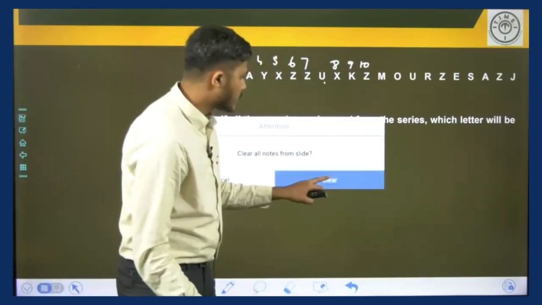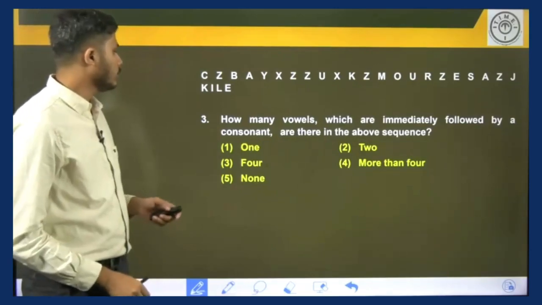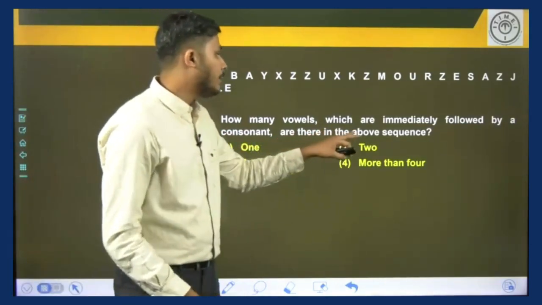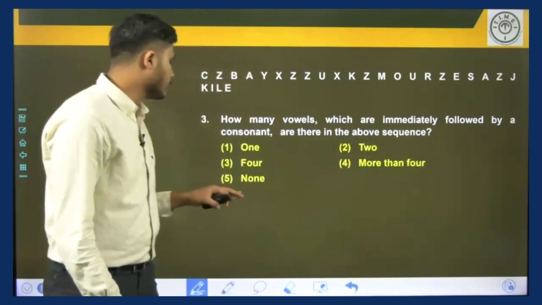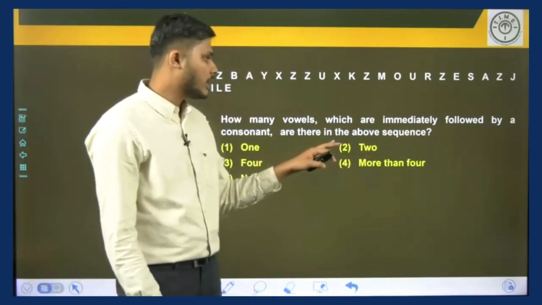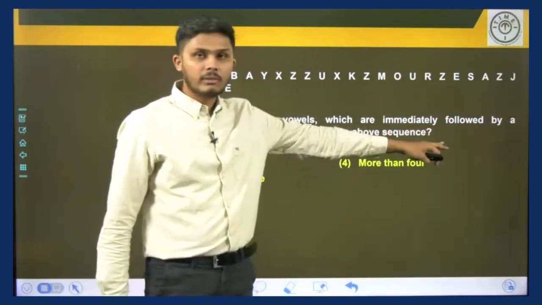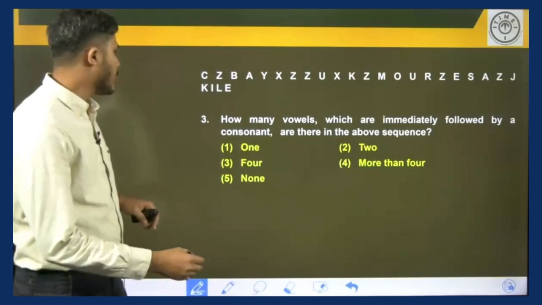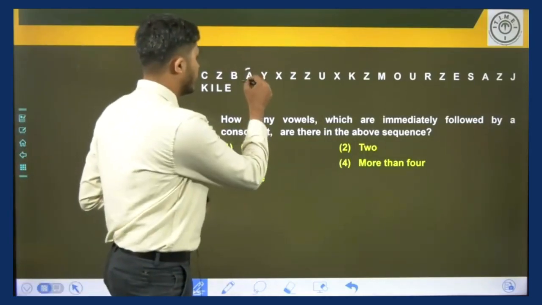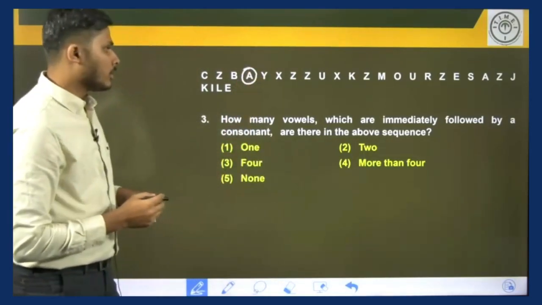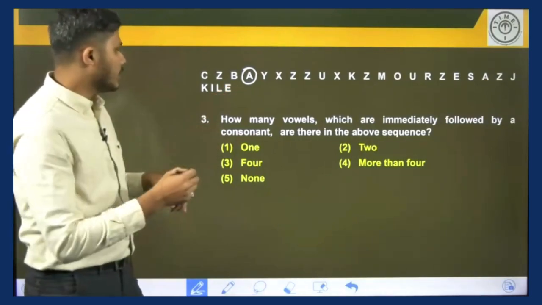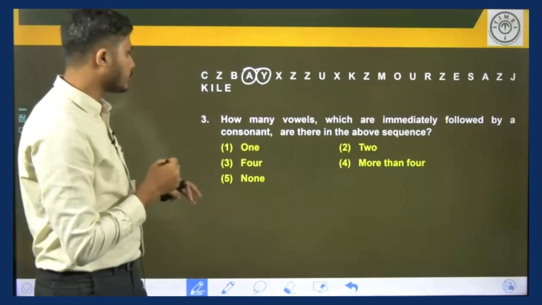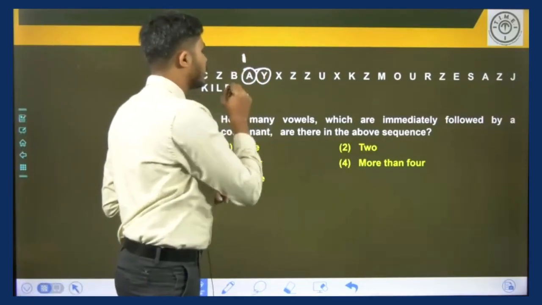Now let's look into the next question. The third question: how many vowels which are immediately followed by a consonant are there in the above sequence? Here we are given followed, which is the immediate next. So now let's look at all the vowels. The first vowel here is A. It is immediately followed by a consonant. So this is the first vowel.